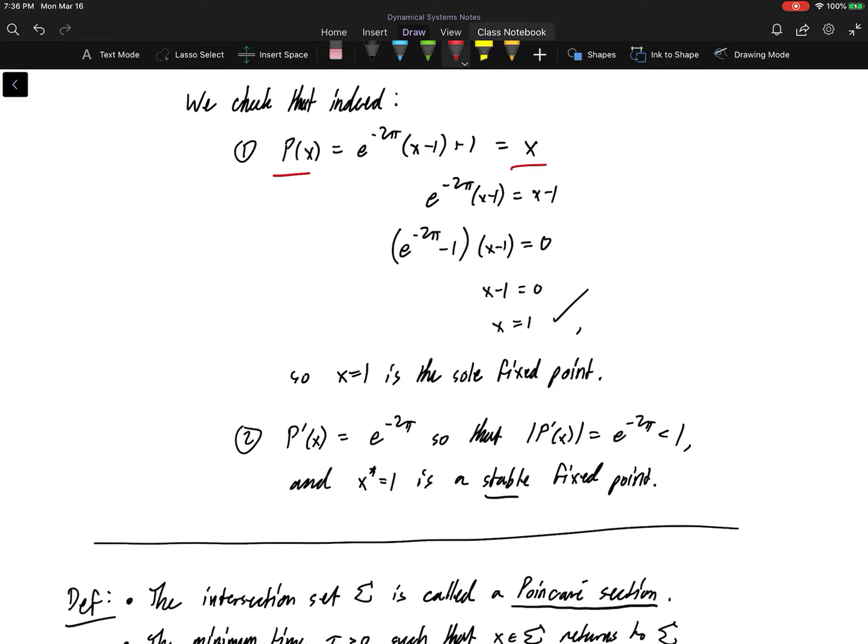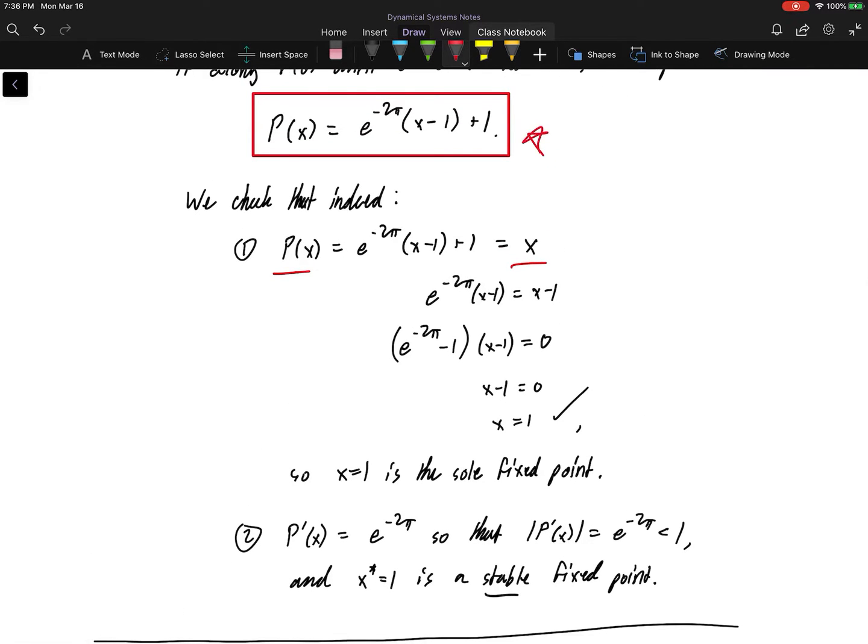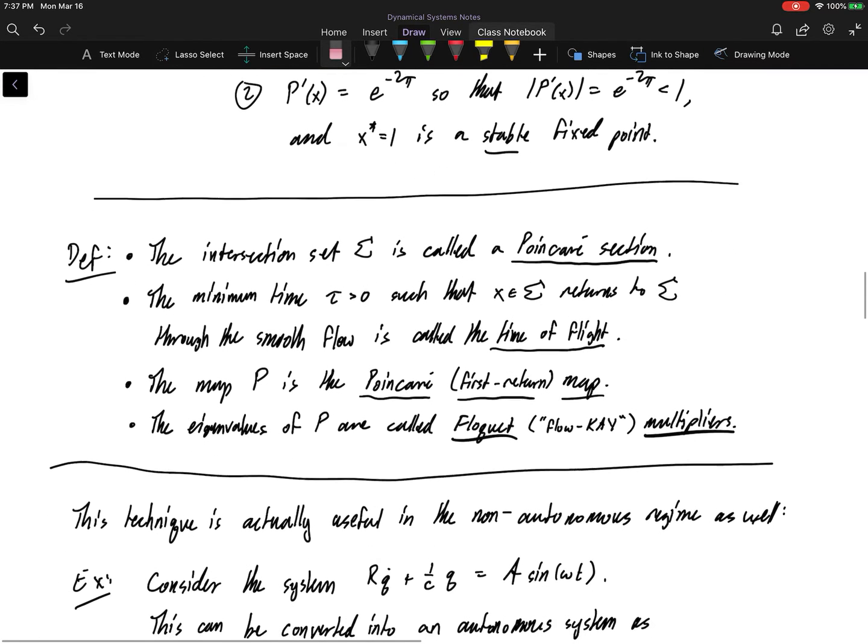And more to the point, if P prime is going to tell us about the stability, then take a look. This is a linear map, right? I can just differentiate this and say, no problem, the derivative is e to the minus 2 pi. E to the minus 2 pi is certainly less than 1, so the derivative of this map has an absolute value less than 1, which makes x star, the fixed point equal to 1 corresponding to the limit cycle, a stable fixed point for the discrete map. Now notice the derivative is constant here, so I didn't have to plug in x equals x star into my derivative, because P is a linear map in this case. We got really lucky. But the point is that we have just found an analytical way to determine when a limit cycle is stable or unstable, at least to first degree.